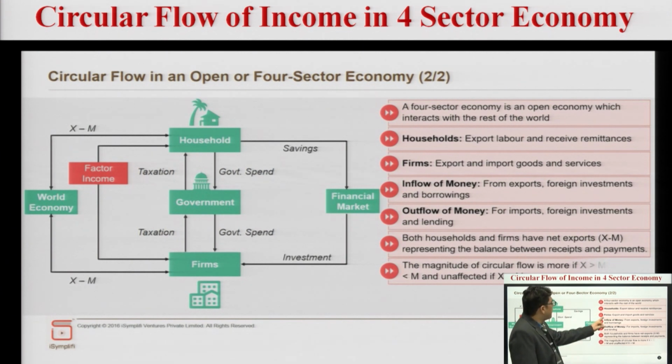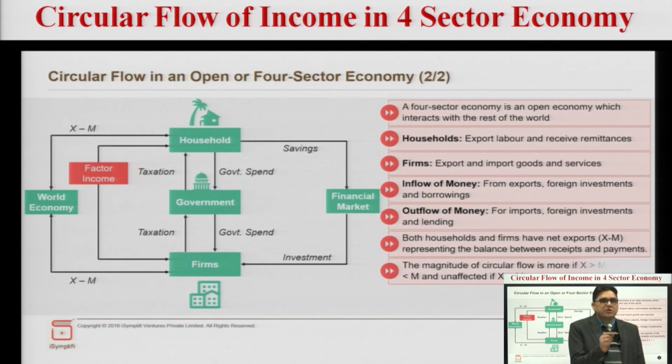First, the fourth sector economy is an open economy which interacts with the rest of the world. So, the fourth sector economy is what? It is more liberalized, it is more open, it has more income coming from abroad, there are foreign institutional investors investing into your economy, a lot of money is coming into your economy in the form of foreign direct investment. So, in the four sector economy, our economy is interacting maximum with the external economy.